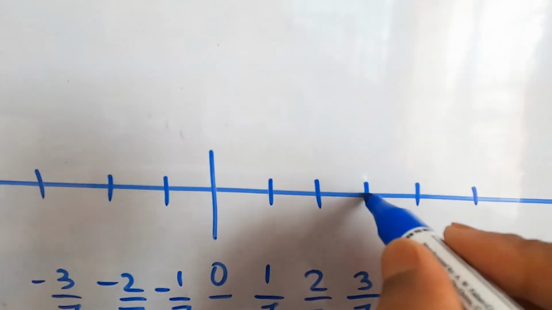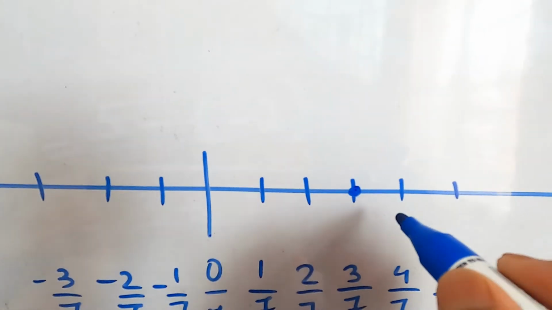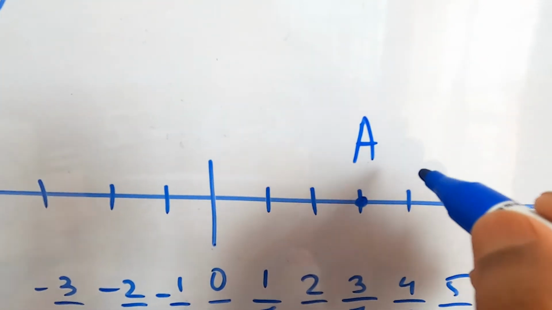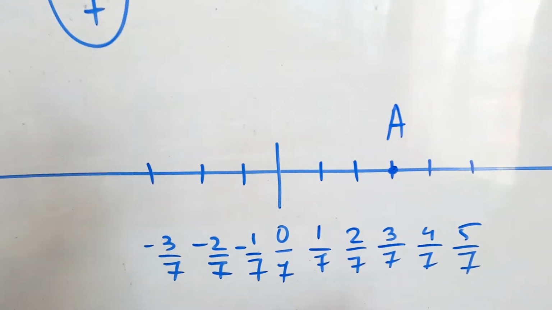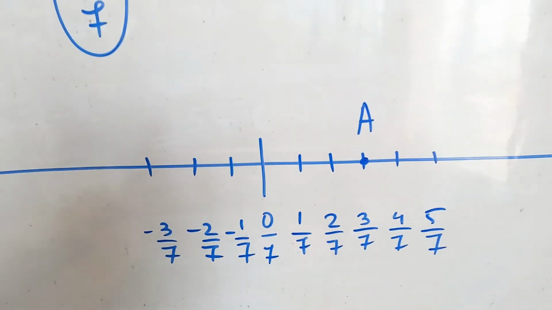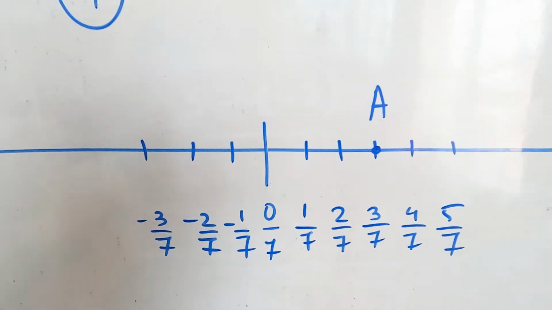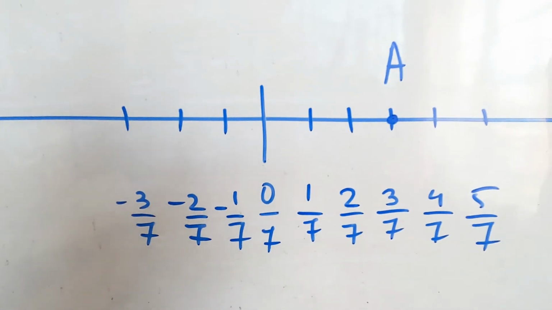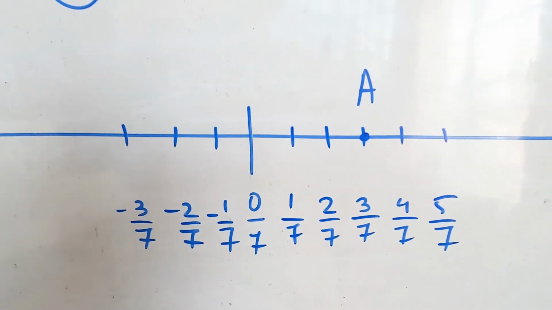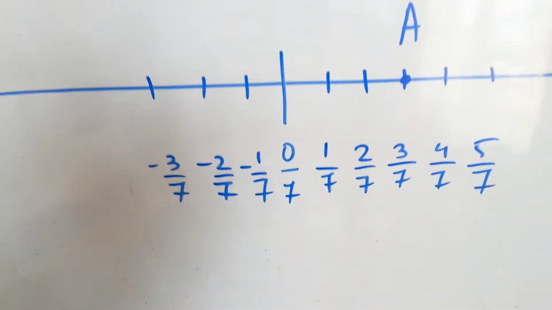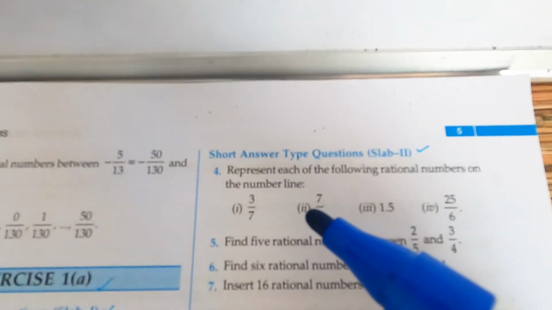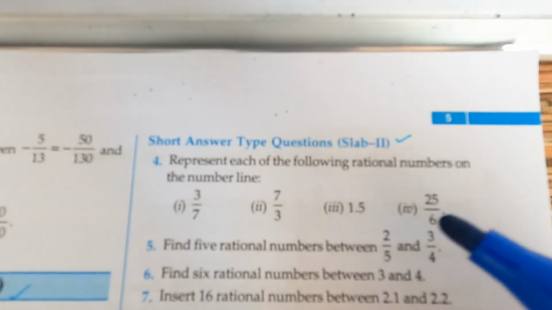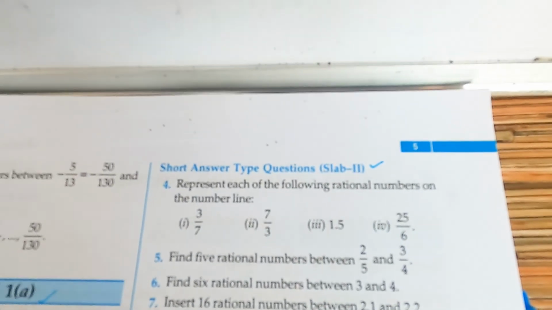Alright, so in this case we need to find 3 by 7. So to identify 3 by 7, this will be 3 by 7 and we will denote it by A. So this is very simple. This is how we will represent 3 by 7 in the number line system. So this will be your answer. So for number 2, 3 and 4, you will do it by yourself.